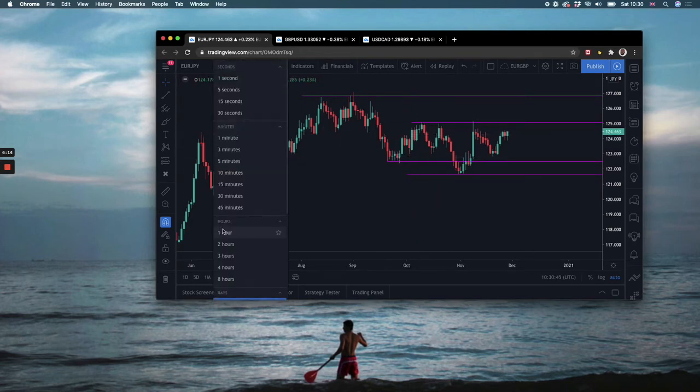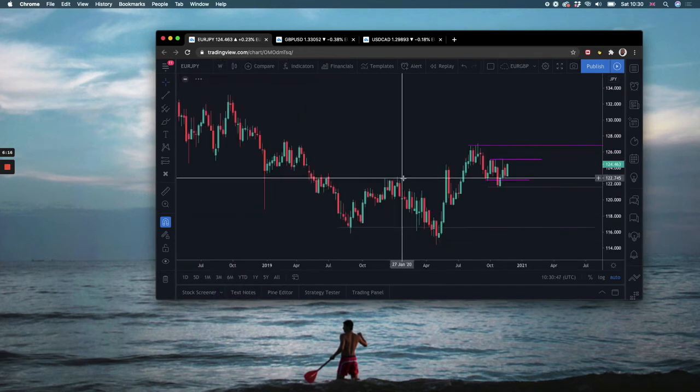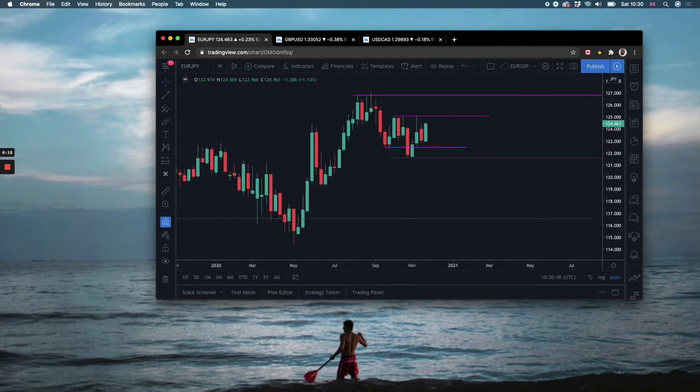As you can see on the weekly time frame, this particular candle here, as we said, is a selling climax. What did we say at the top of this video? We said that support can turn into resistance and resistance can turn into support.